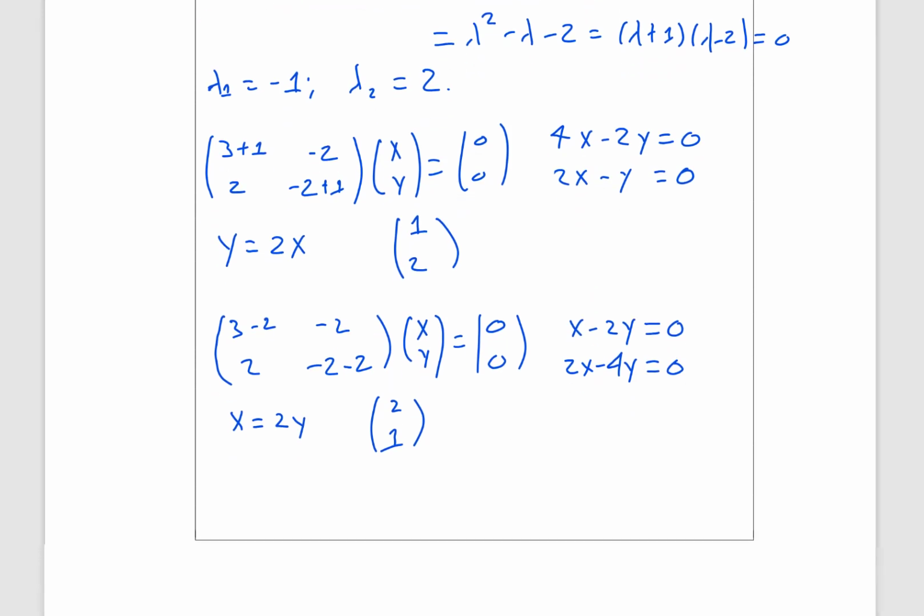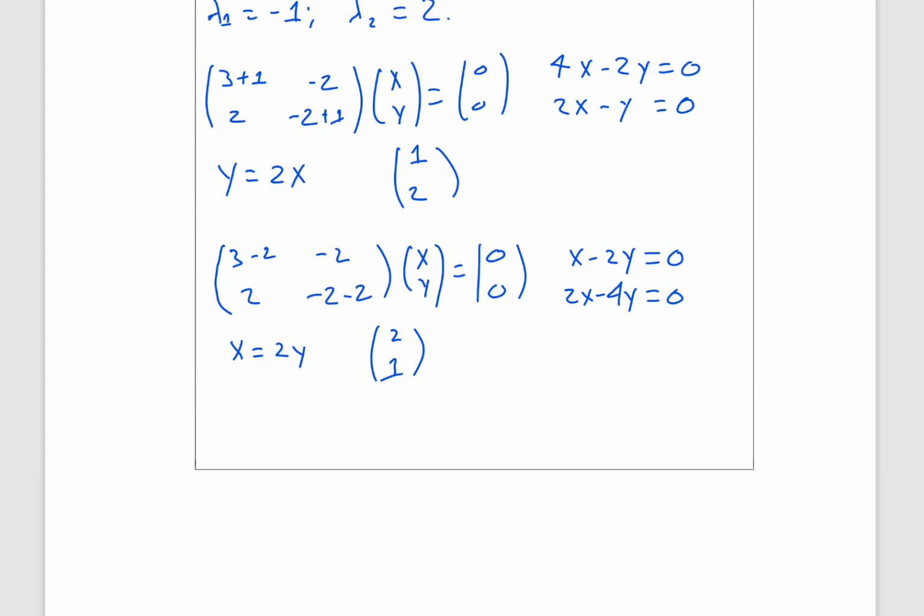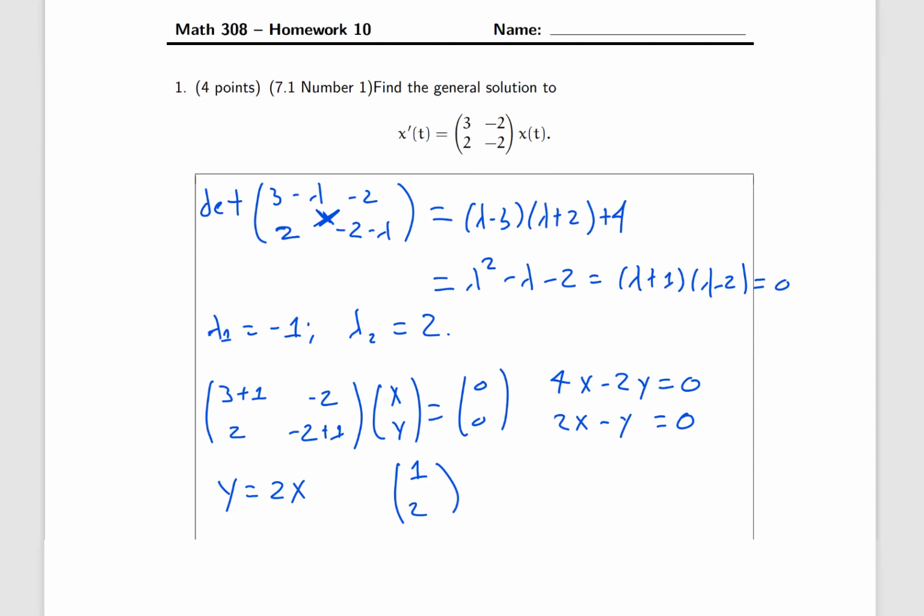Okay, and so since we have real eigenvalues and they're distinct, the general form of the solution is going to be x of t is equal to c1 times e to the power of lambda 1 times t, so that's minus t, times the corresponding eigenvector 1, 2, plus c2 times e to the power of lambda 2 times t. Lambda 2 is 2, so that's 2t times the corresponding eigenvector, which is 2, 1. And this is the general solution to this differential equation.